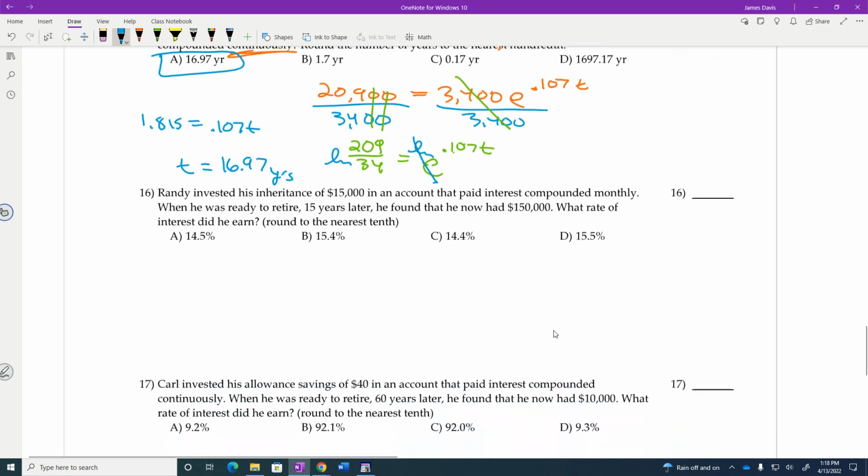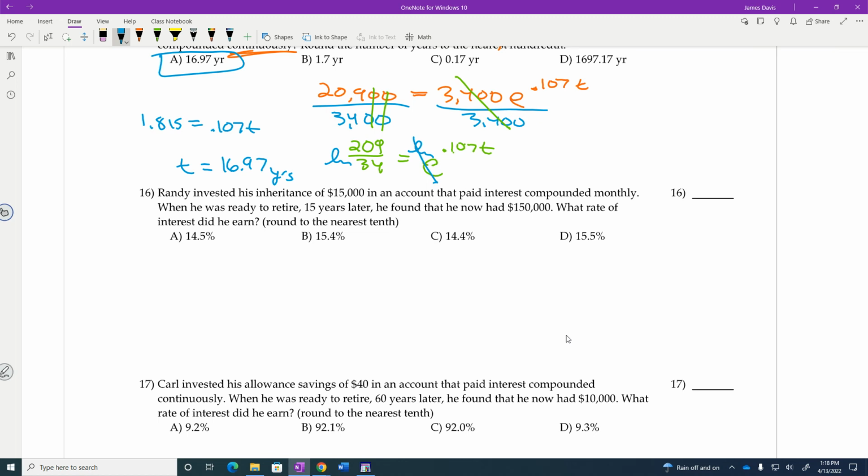All right, two more. Randy is going to invest his inheritance of $15,000 in an account that pays interest compounded monthly. When he was ready to retire 15 years later, he found that he now had $150,000. What rate of interest did he earn?